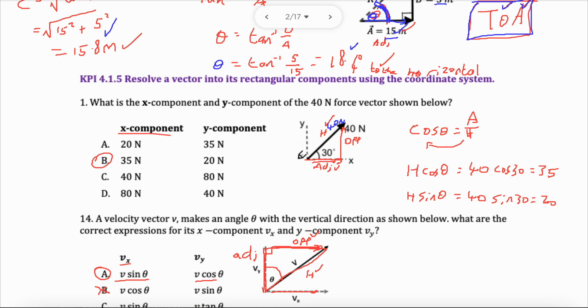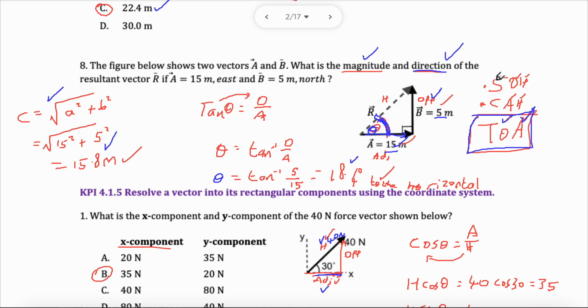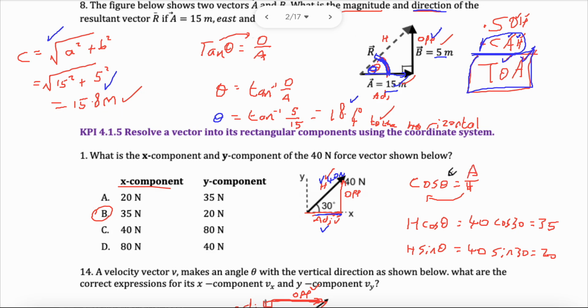In this case, I'm trying to first, let's say, find the x component. That is my x component here. That's my adjacent, and that's my hypotenuse. A and H. Going over here, A and H is CAH. I will use cos. That's why I wrote it here. Cos theta equals A over H.